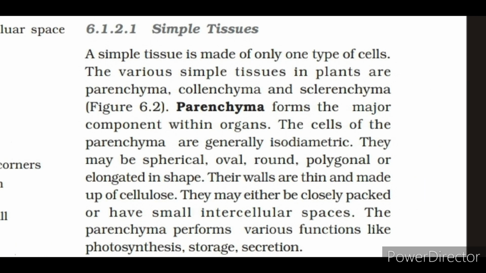Simple tissues. A simple tissue is made of only one type of cells. The various simple tissues in plants are parenchyma, collenchyma and sclerenchyma. Parenchyma forms the major component within organs. The cells of the parenchyma are generally isodiametric. They may be spherical, oval, round, polygonal or elongated in shape. Their walls are thin and made up of cellulose. They may either be closely packed or have small intercellular spaces. The parenchyma performs various functions like photosynthesis, storage, secretion.